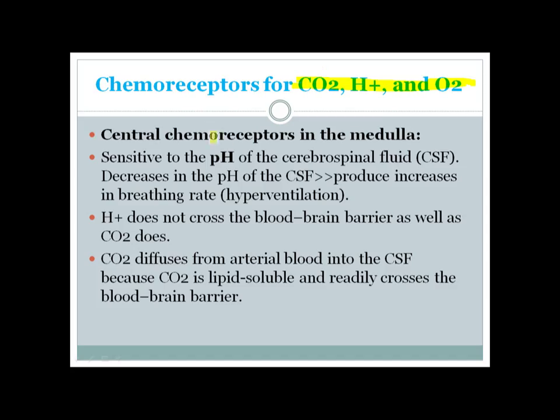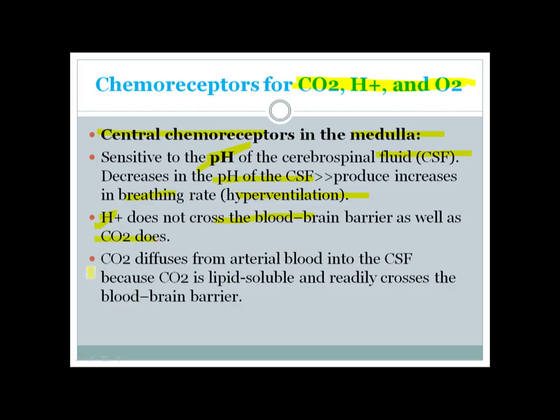So let's first talk about the central chemoreceptors, which are situated in the medulla. In the medulla, the central chemoreceptors are sensitive to the pH of the cerebrospinal fluid. If the pH of the cerebrospinal fluid decreases, it produces an increase in breathing rate or hyperventilation. But hydrogen, as it is an ion, does not cross the blood-brain barrier. But carbon dioxide can cross the blood-brain barrier.